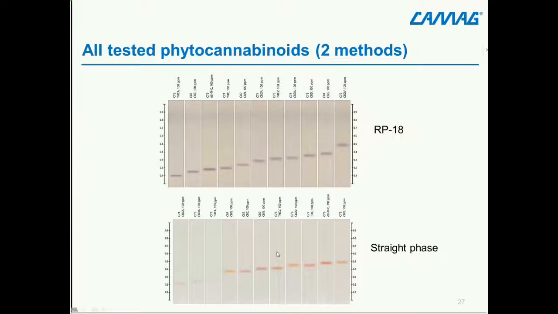So again, depending on your analytical goal, you can either go for the cheap and fast method, or you can go for the better separation, which requires more time and is more expensive. Both can also be optimized if it's a certain metabolite you are interested in. So if you're just interested in THC, then you can also optimize the straight phase mobile phase, or use the method from the previous application note.